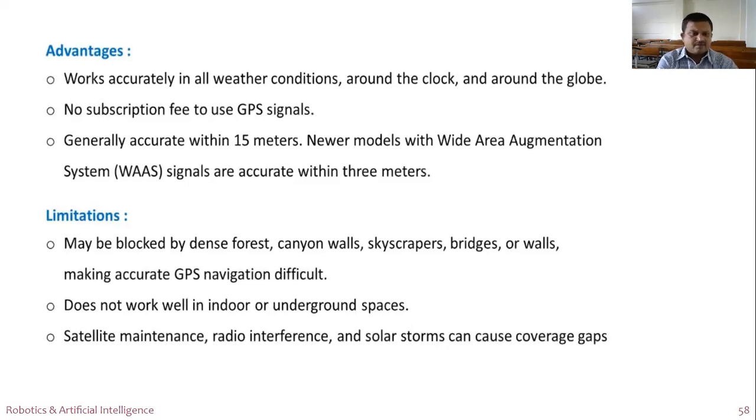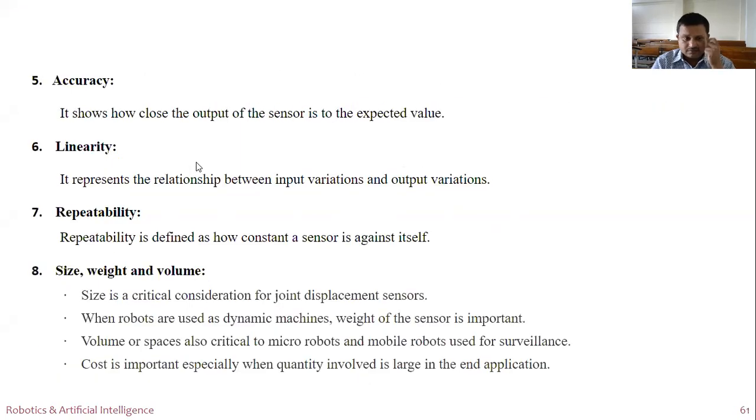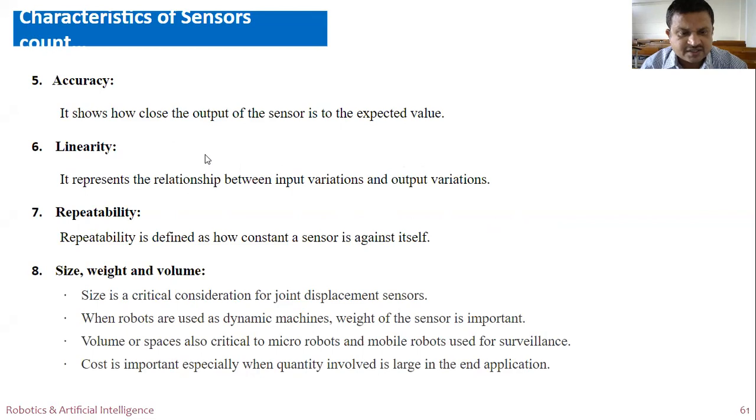Limitations: signals may be blocked by dense forest, canyon walls, skyscrapers, bridges, and walls, making accurate GPS navigation difficult. It does not work well in indoor or underground spaces. Then satellite maintenance, radio interference, and solar storms can cause coverage gaps. Therefore, this is nothing but sensors.